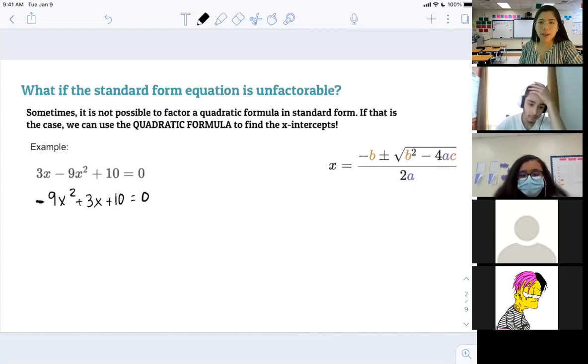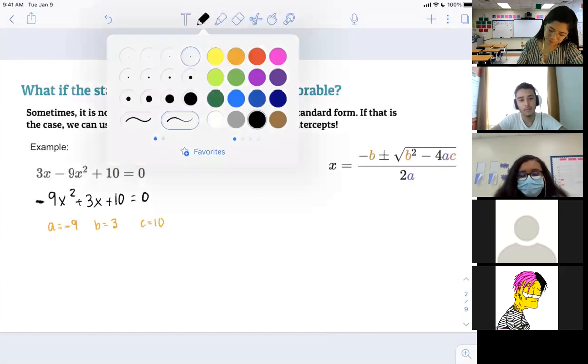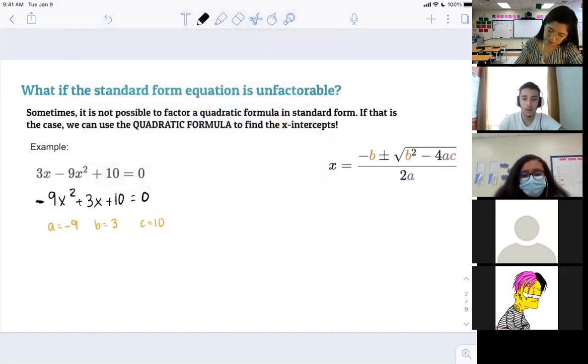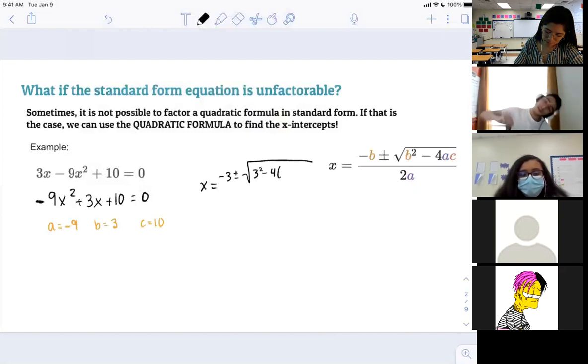All right. Now I take my values and I plug them in. What is my A? What's my B? What's my C? Our A is negative 9, our B is 3, and our C is 10. All right, let's go through it, guys. X equals, tell me what to put. Negative 3 plus or minus the square root of 3 squared minus 4 times negative 9 times 10, over 2 times negative 9.